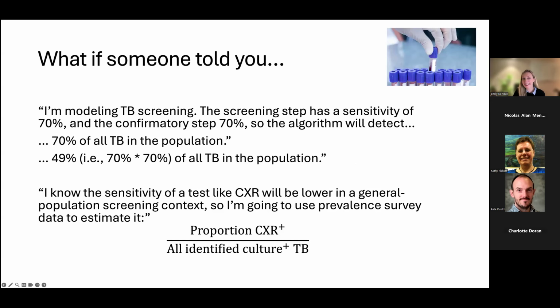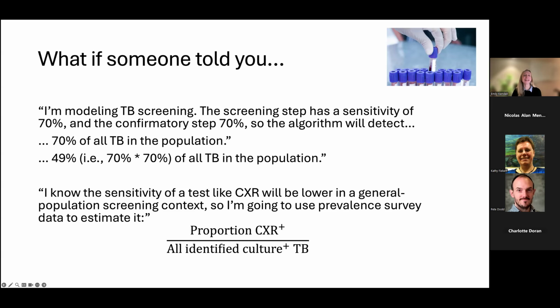And then the last of these slides: in a modeling scenario, say we're modeling TB screening and we have a screening step with a sensitivity of 70% and a confirmatory test that also has a sensitivity of 70%. What's the sensitivity of the algorithm? Are we then going to find 70% of TB in the population? Is it the product of the two? Is the algorithm going to find 49% of TB?